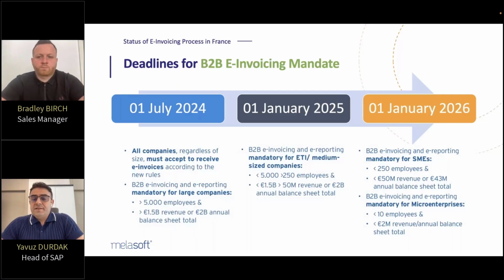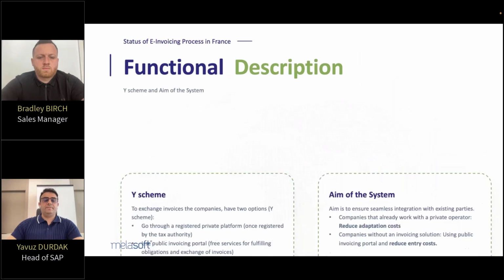Finally, the other companies, the SMEs and the micro enterprises, should pass to the e-invoicing process starting from 1st of January 2026. These companies correspond to the SMEs if they have less than 250 employees, and if their revenue is less than 50 million euros, or their annual balance sheet total is smaller than 43 million euros, then they are considered as SMEs. On the other hand, the micro enterprises correspond to the companies that have less than 10 employees and smaller than 2 million euros revenue and annual balance sheet total. So these are the critical dates in terms of e-invoicing.